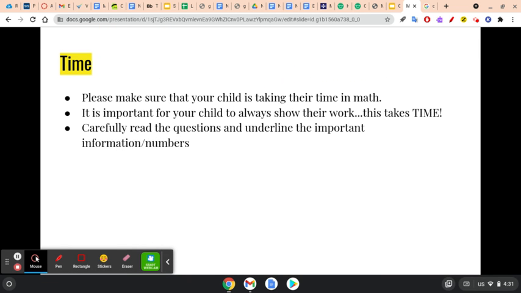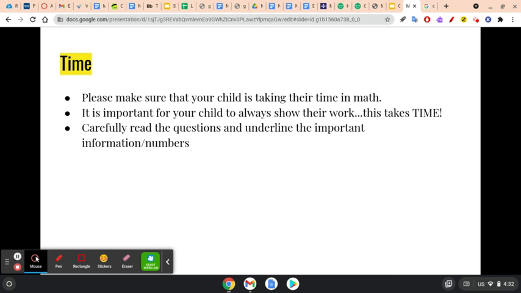All right, time. This kind of goes along with what we're saying about time. It is so important that kids take time in math. A lot of students really like math and feel confident in math. They like to do stuff in their head, and they do it very quickly. It's so important, number one, that they're showing their work. Some students can do it in their head, but it's also very easy to make careless mistakes just doing work in their head.